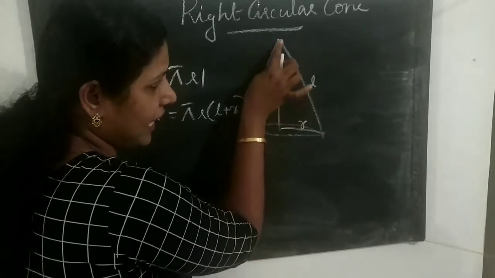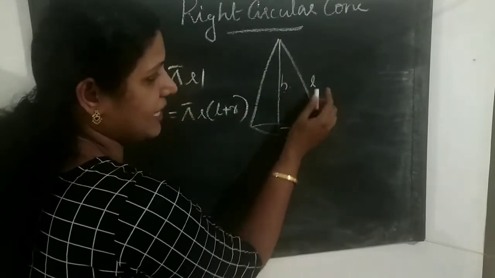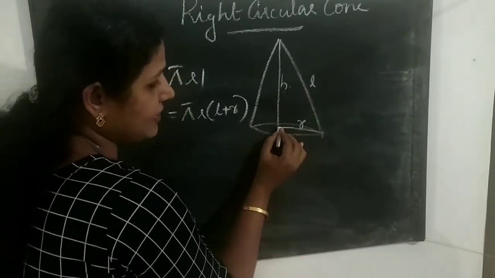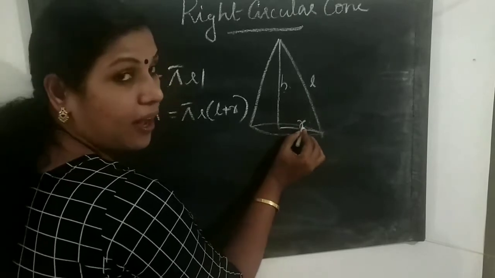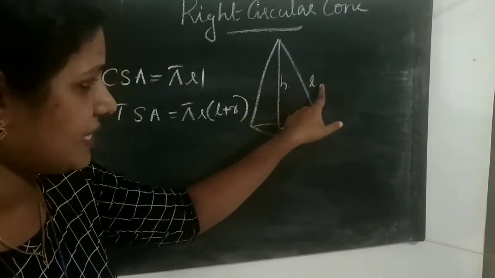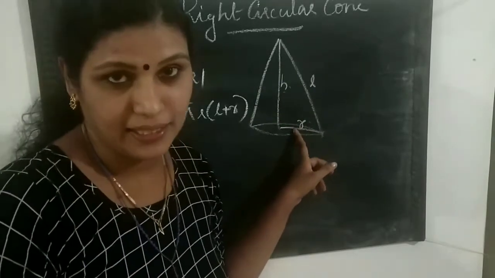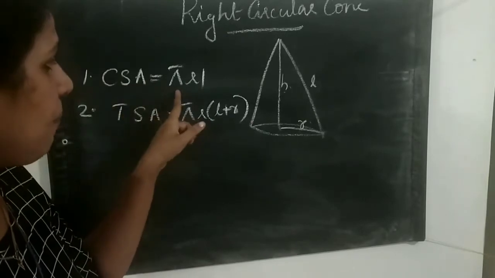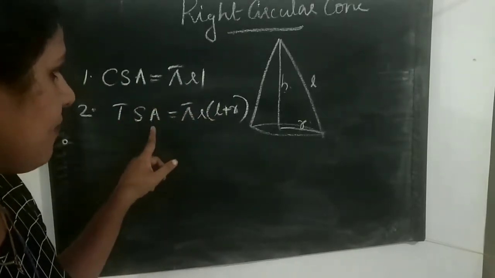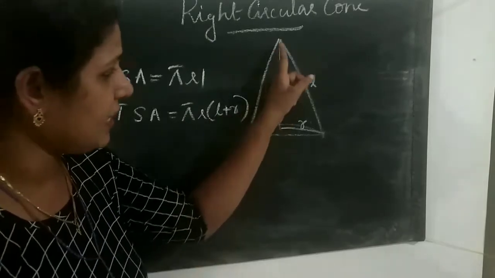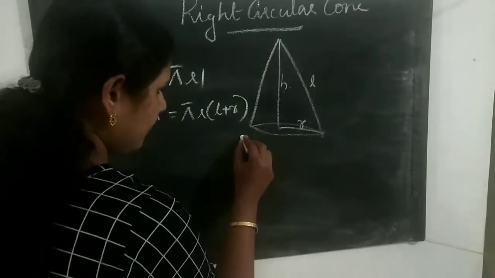This is height and this is slant height, and it is represented by the letter L, and the distance between the center and the circle is R, the radius. Okay, height, slant height and radius. By using these, the curved surface area is pi R L and the total surface area is pi R into L plus R.